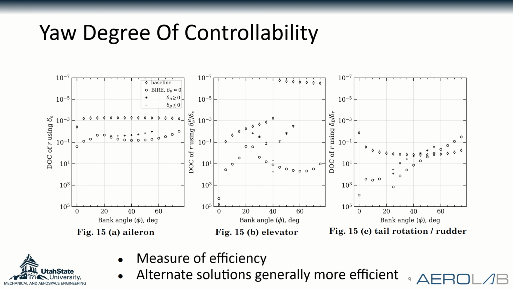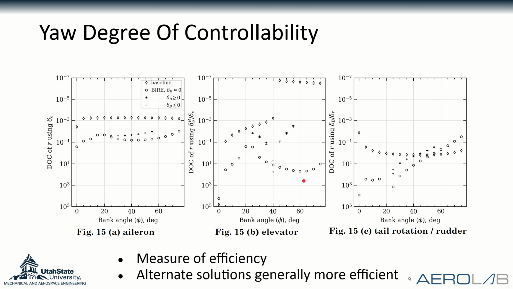And for a more mathematical description, you can take a look at the paper. But degree of controllability is basically a measure of efficiency in using a given control effector to dampen out some disturbance. And so these plots here on the x-axis, we have bank angle, so higher and higher g's as we go to the right. And then over here on the left, these are the degree of controllability of damping out a disturbance in yaw rate. Now over here on the left, this is using aileron. In the middle, it's using stabilator. And on the right, it's using tail rotation or rudder.